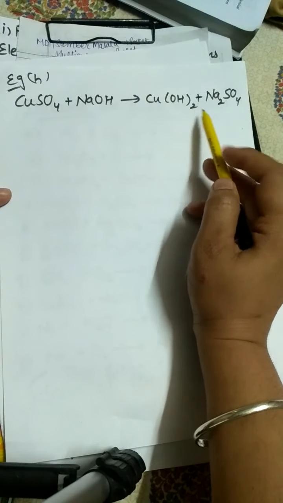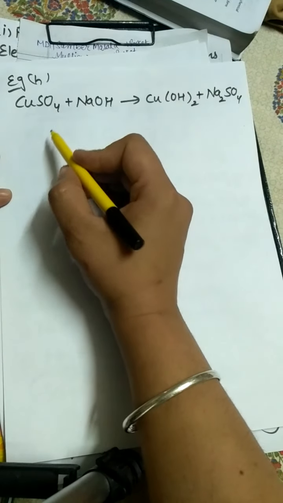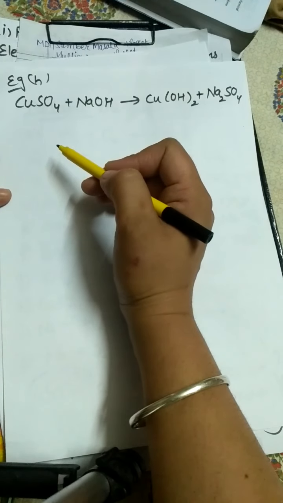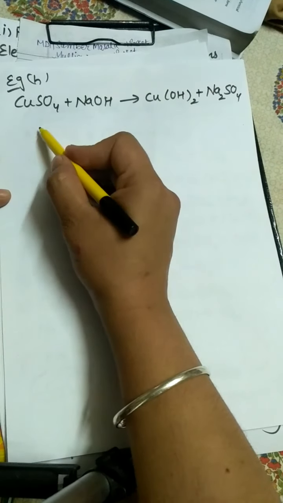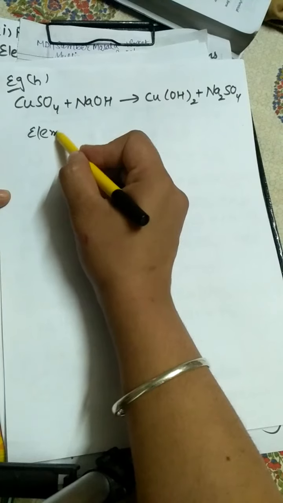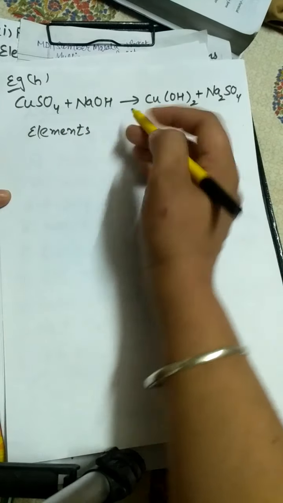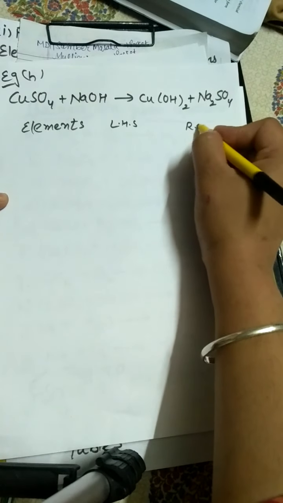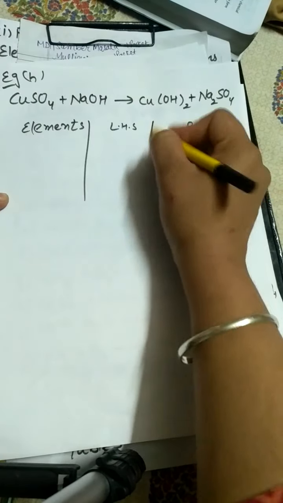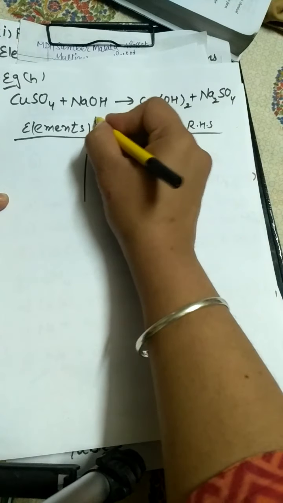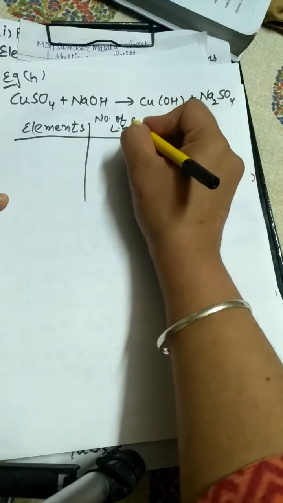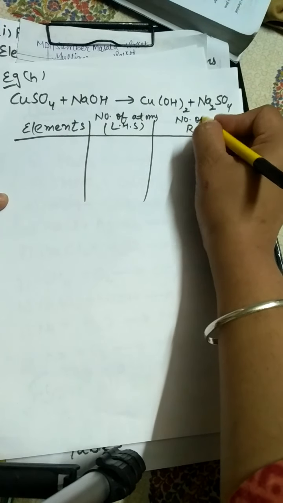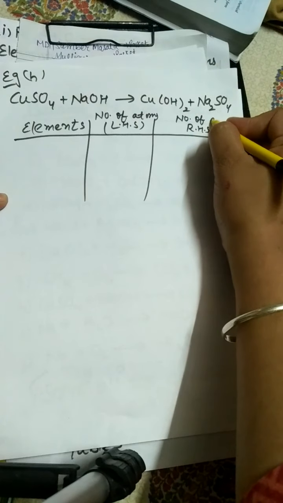Now I am going to solve it. See carefully. I am explaining this by making a table because that will be clearer to you. First of all, as you know, we write the elements. Then we write the left hand side, that is the reactant side, and then we write the right hand side. In that, we write the number of atoms, here also number of atoms.